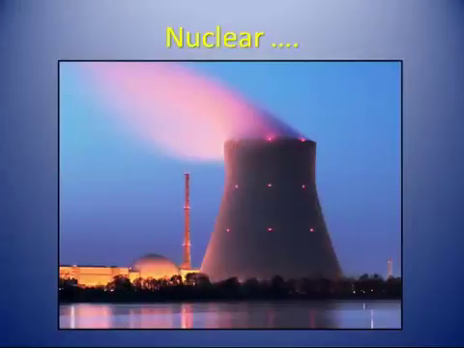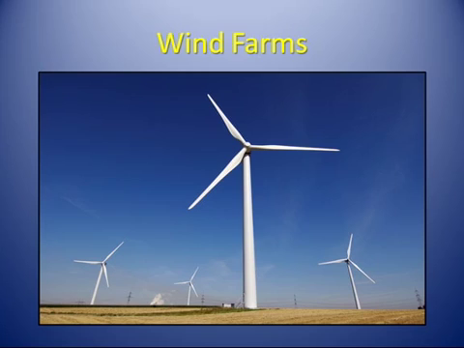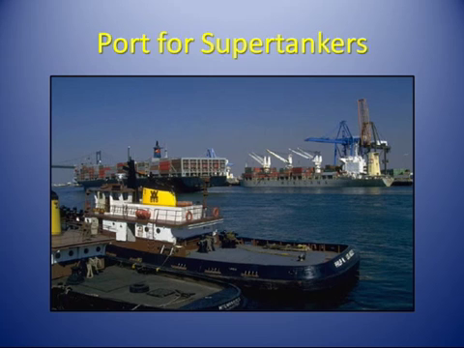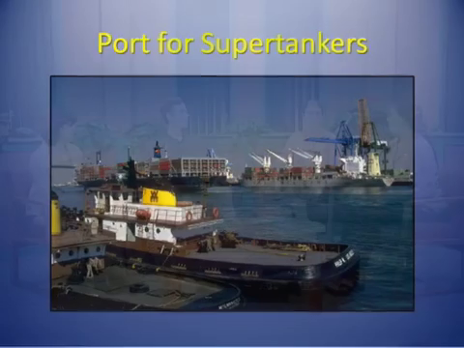Well, Kathy, you could build a series of nuclear power plants in California. That would work. Or you could develop wind farms. Or you could pipe oil from Canada back to California. Or you could develop ports for supertankers to bring in natural gas all up and down the Pacific coast. All of these alternatives would meet that purpose and need, and undoubtedly a whole lot of other alternatives as well.